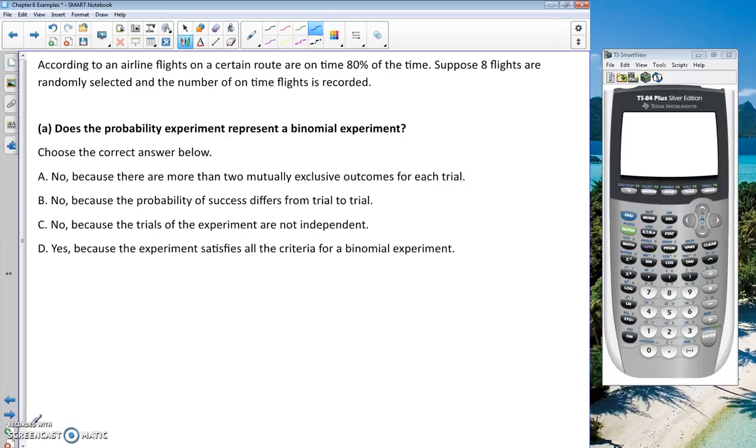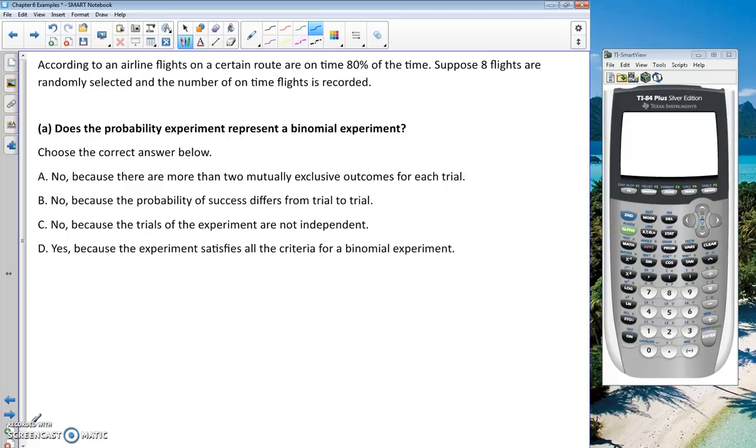According to an airline, flights on a certain route are on time 80% of the time. Suppose 8 flights are randomly selected and the number of on-time flights is recorded. Does the probability experiment represent a binomial experiment? So again, we need to check 4 conditions. Don't be confused, we're talking about binomial experiments.